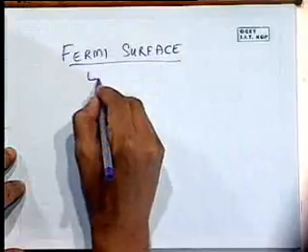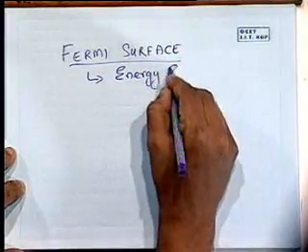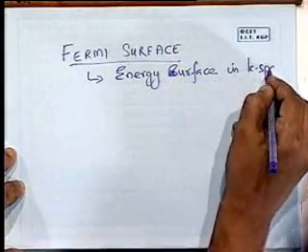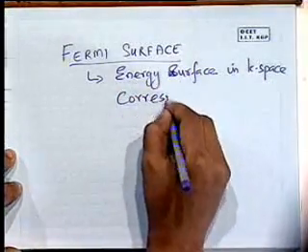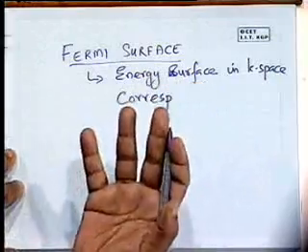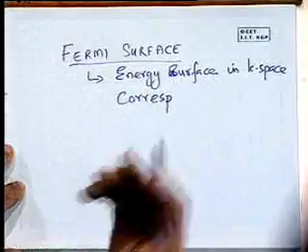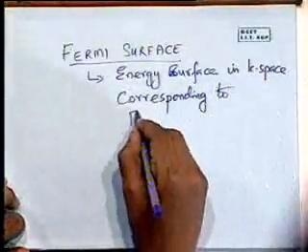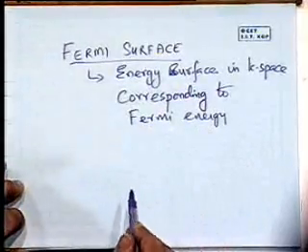The Fermi surface is simply an energy surface that we draw in K space, corresponding to the Fermi energy. How does the Fermi energy change with K? In 2D, it is just a planar figure. In 3D, it's three-dimensional, there's a surface to it. I'll give you two simple examples of what I mean.